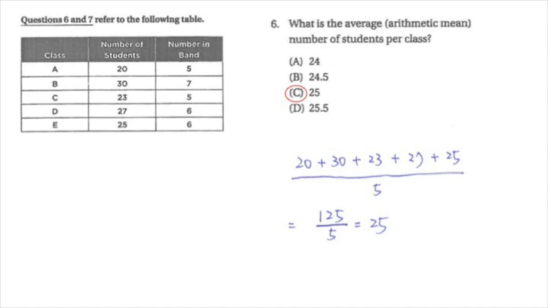Question 6, we're asked to find the average number of students per class with the given chart, which is 20 plus 30 plus 23 plus 27 plus 25 divided by 5, which equals 125 divided by 5 equals 25.